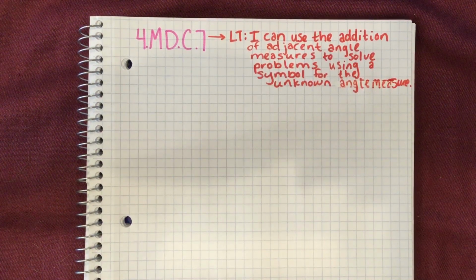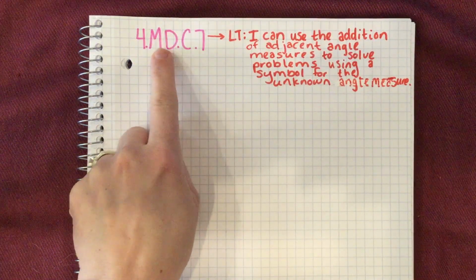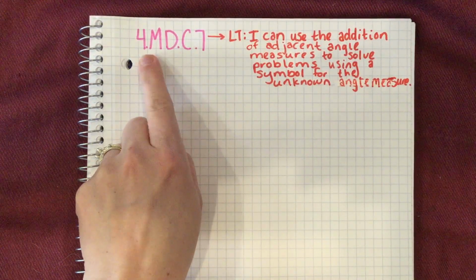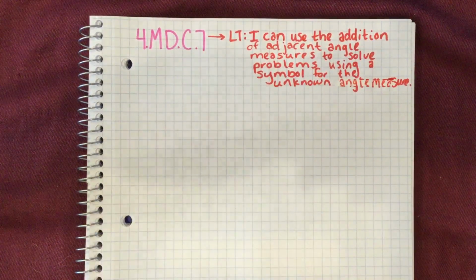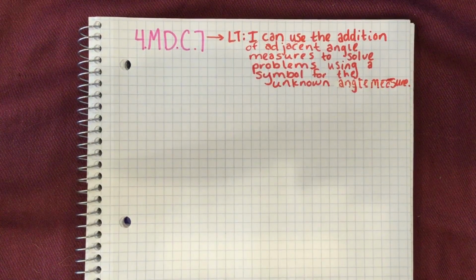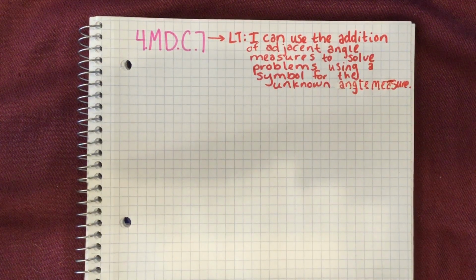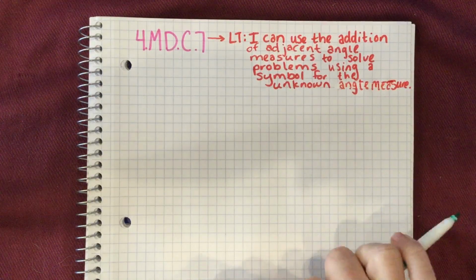Dr. Lewis here, and today we are going to be working on mastering this standard, which is 4th grade, measurement and data, C, because it's the third of 3 measurement and data standards in 4th grade, and this is the 7th one in the C section. So there's a lot of measurement and data standards, and today this is the one we're working on. So the target that's connected to that standard is this. I can use the addition of adjacent angle measures to solve problems using a symbol for the unknown angle measure.